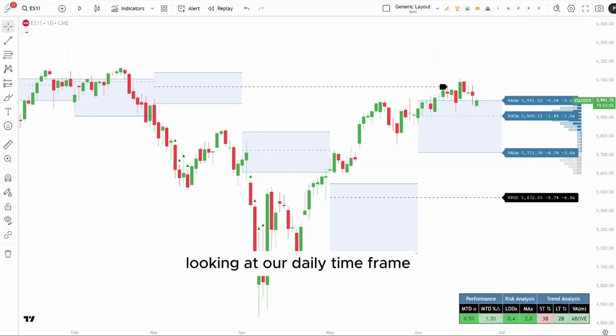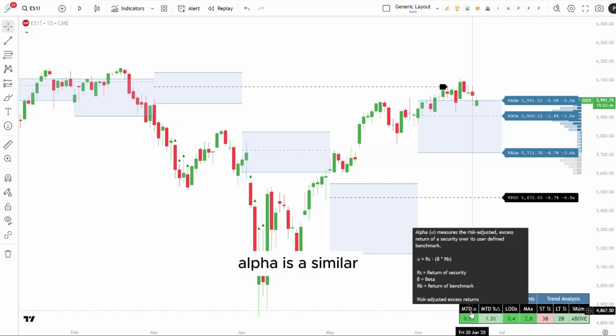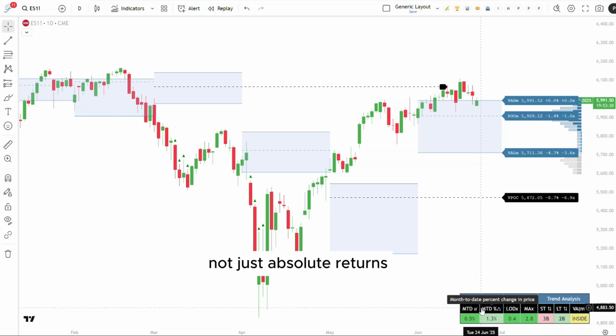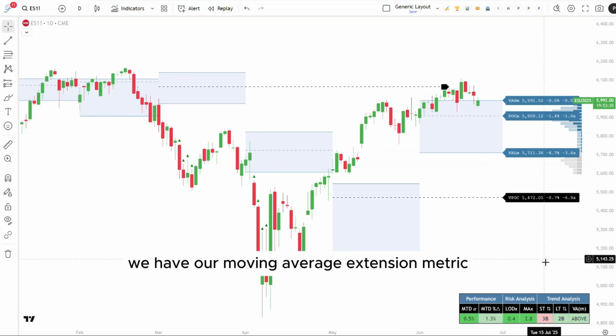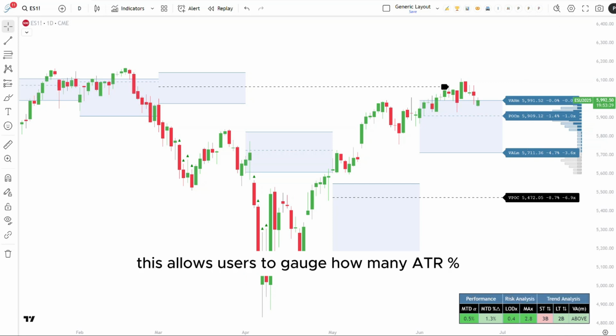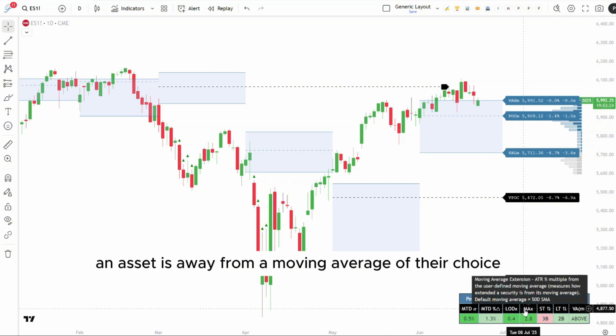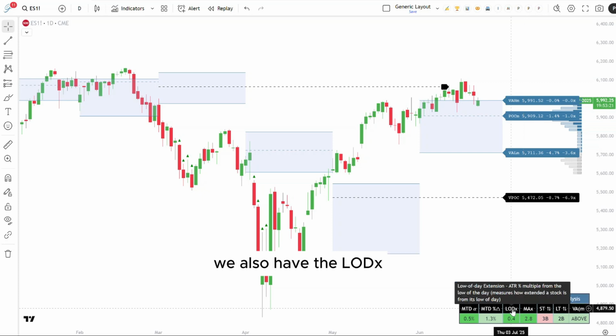Looking at our daily time frame, in the performance section, we include return data and we also include alpha over the same time period. Alpha is a similar yet superior metric to relative strength because it gauges risk-adjusted returns, not just absolute returns. In risk analysis, we have our moving average extension metric, also known as MAX. This allows users to gauge how many ATR% multiples an asset is away from a moving average of their choice. We also have the LODX metric, which gauges how many ATR% multiples an asset is away from its low of day.